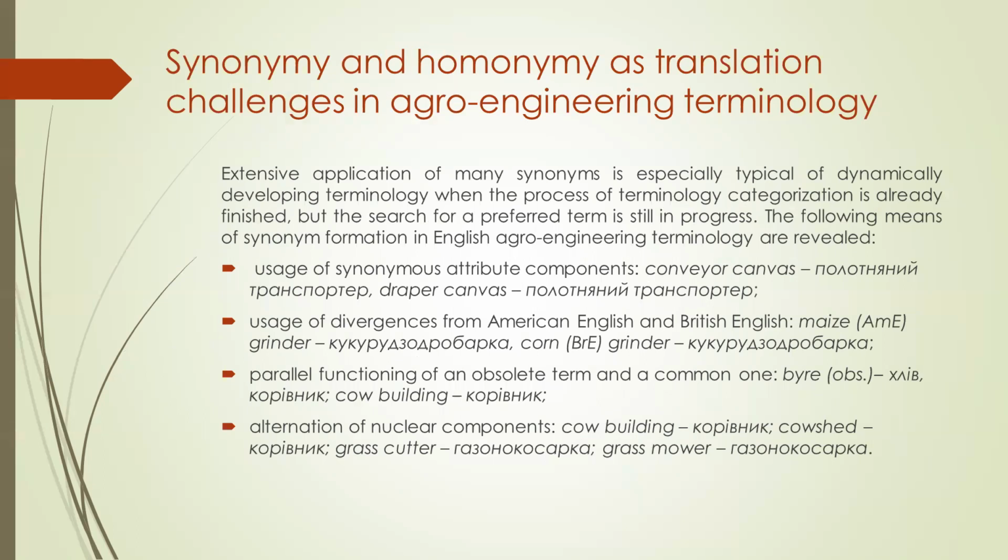Extensive application of many synonyms is especially typical of dynamically developing terminology when the process of terminology categorization is already finished, but the search for a preferred term is still in progress. The following means of synonym formation in English agro-engineering terminology are revealed: usage of synonymous attribute components, usage of divergences between American English and British English, parallel functioning of an obsolete term and a common one, and alternation of nuclear components.